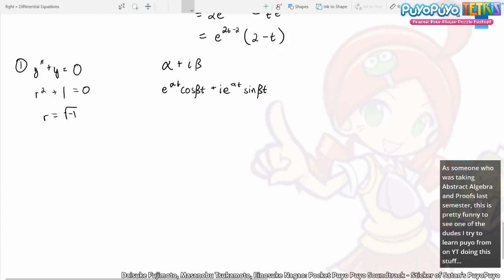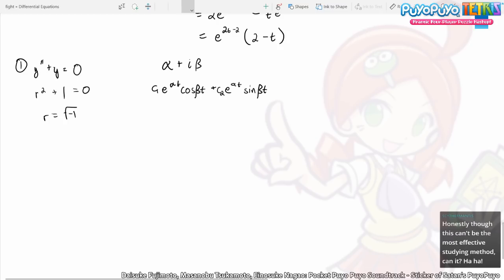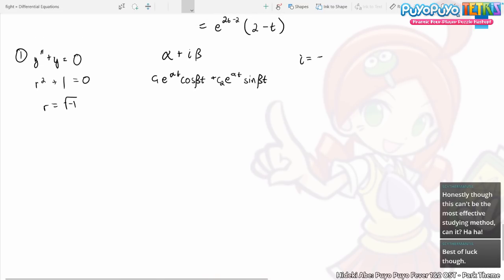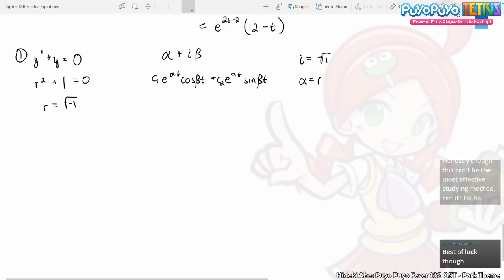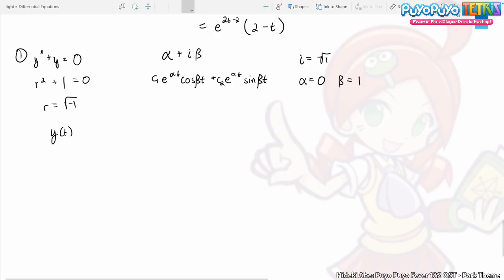Oh wait, I read this wrong. Wait, just kidding. Oh my god, okay. So, well, i is just square root of negative one. So alpha equals 0, beta equals 1. So really I just have C1 cosine t plus C2 sine t. That's it.